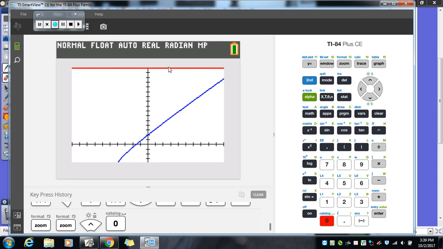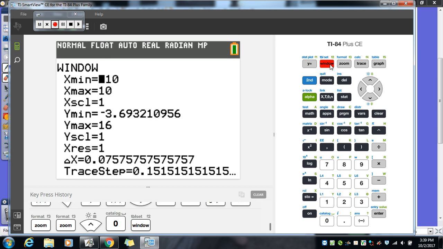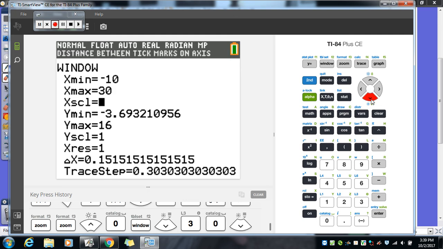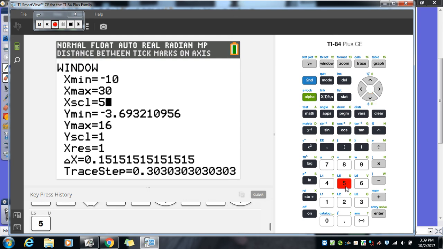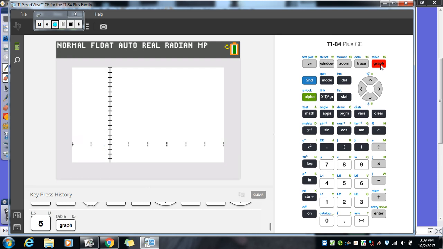But again, here's that one line. Here's my other line. I still can't see where they intersect. So my zoom fit actually didn't really help me too much. So if I look at my window here, my x's only go up to 10. So I'm going to change that and have my x's go up to 30. Then my x scale, what each little tick mark represents, I'm going to change that to a 5. So now let's take a look at our graph.